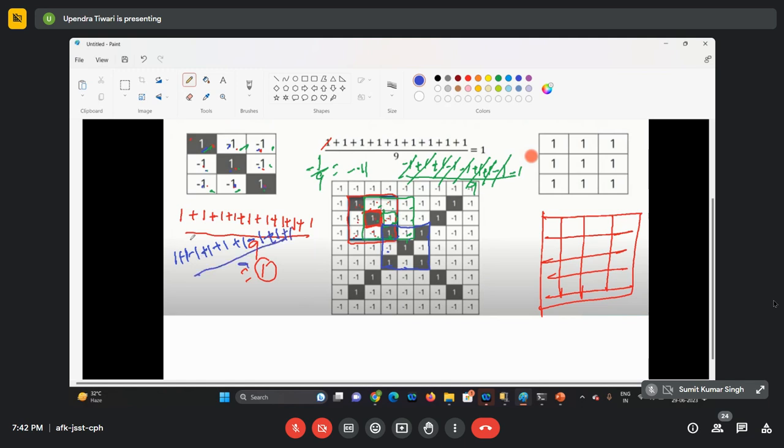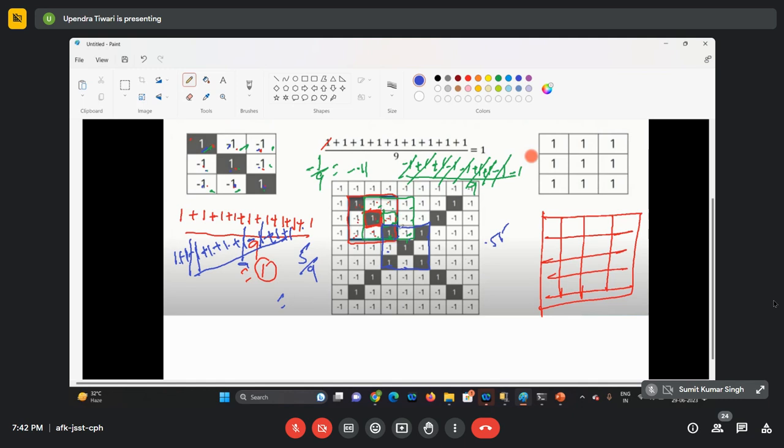So this will be cancelled by this one. This is cancelled by this one. So 1, 2, 3, 4, 5. 5 upon 9. What is the value here? 0.55. Yeah.